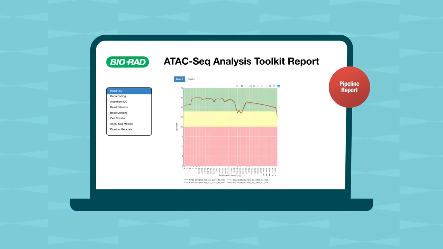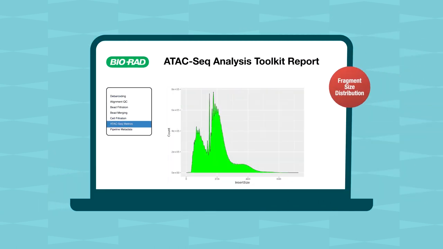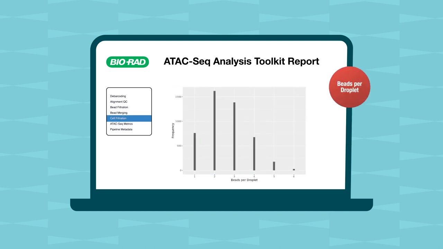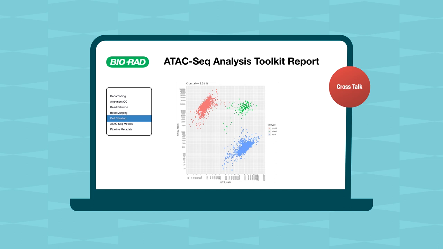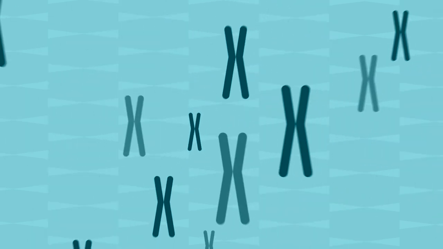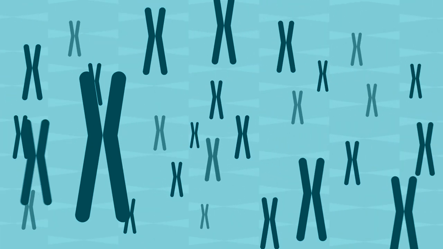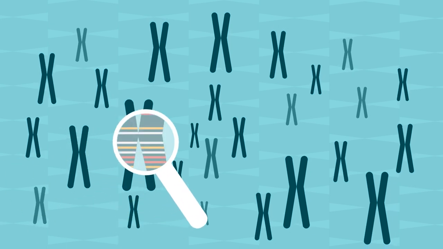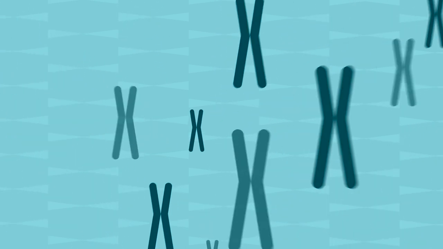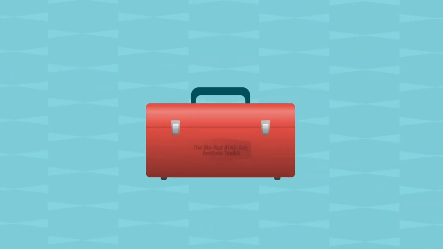The ATAC-Seq Analysis Toolkit then creates a summarized pipeline report to help you assess the performance of your experiments. For tertiary analysis, export your data into open source tools such as ChromVAR. Easily map the epigenetic landscape at single cell resolution with the ATAC-Seq Analysis Toolkit.